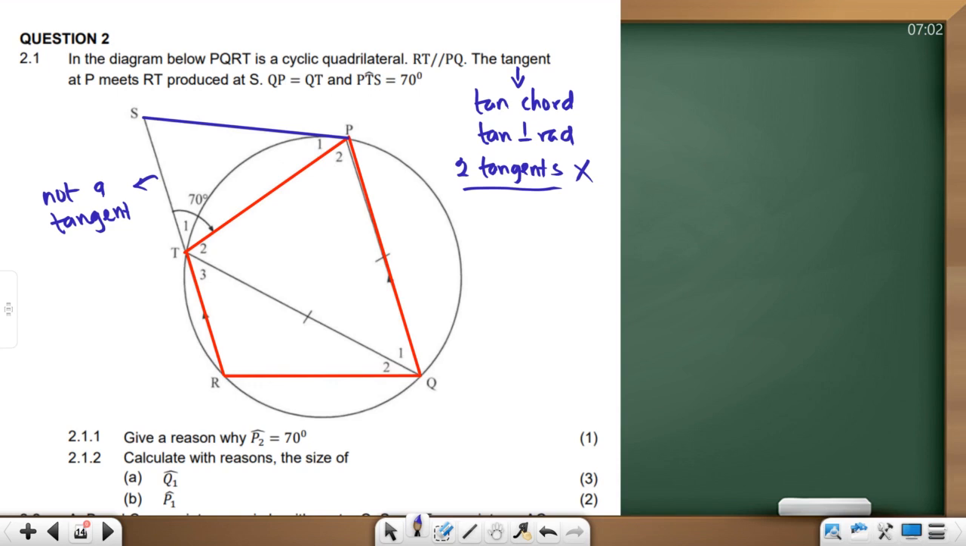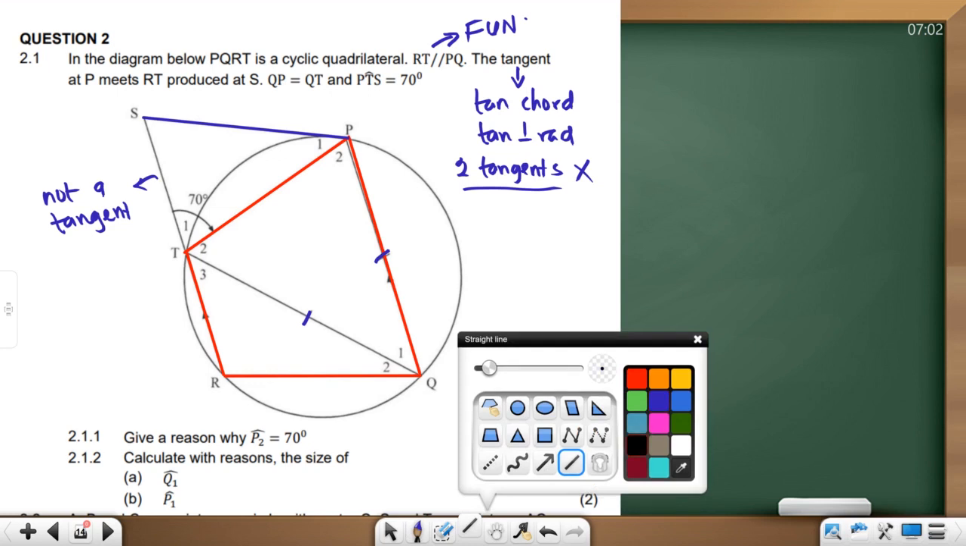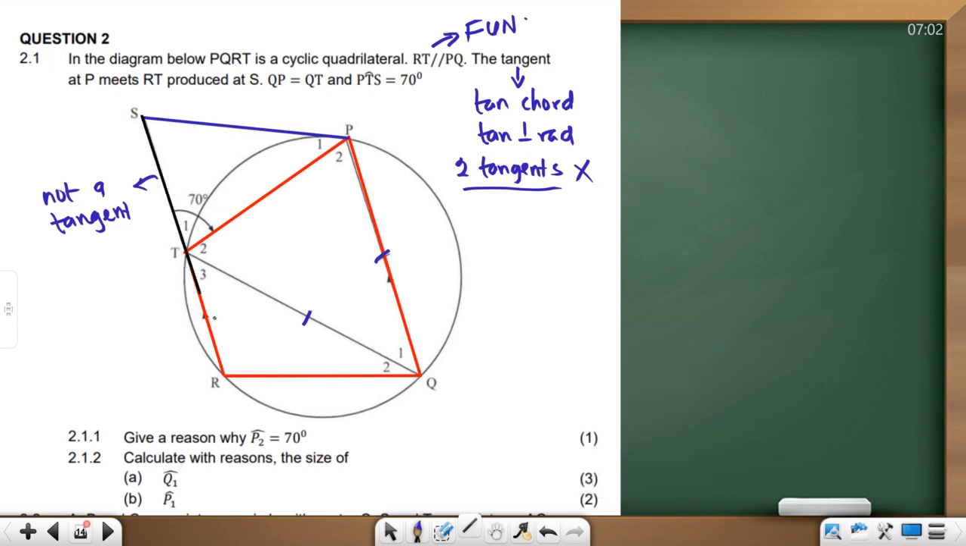QP is equal to QT. All right, that's given also in the question. You see those signs there. And PTS is 70. We see PTS outside. By the way, they did say RT is parallel. When I see parallel lines, I'm thinking about my F angles. Let's quickly highlight those parallel lines. I'm going to use a thicker black line. Those lines are parallel. Beautiful.